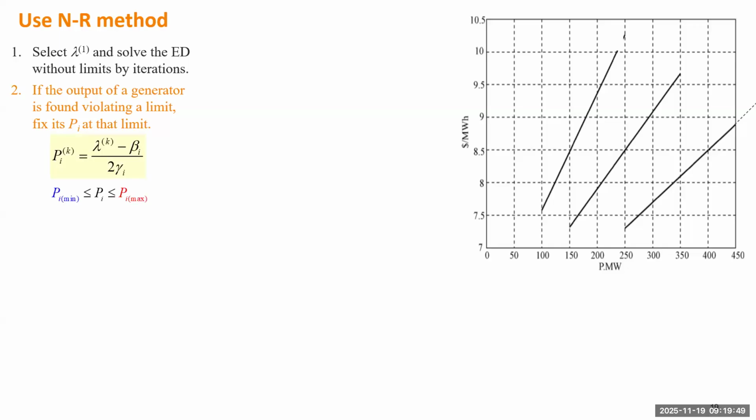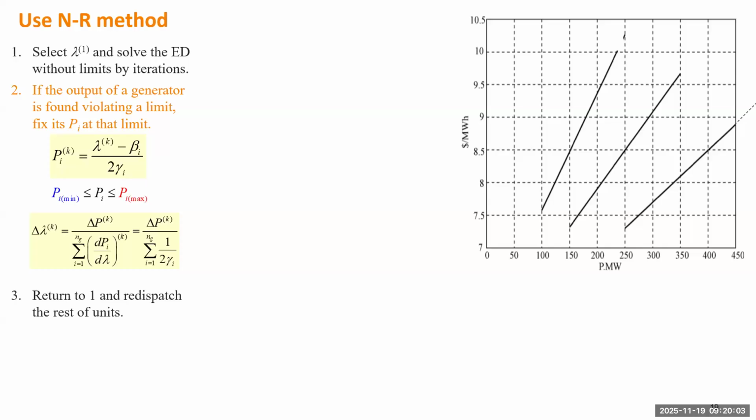So in step 2, we calculate the power for each unit and check the limit when we decide how much update we need to make for the equal incremental cost. Then we go back to step 1. We just iterate. Okay, let's visualize what happened.